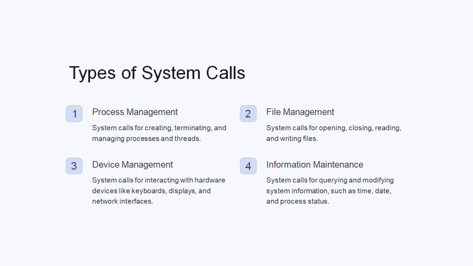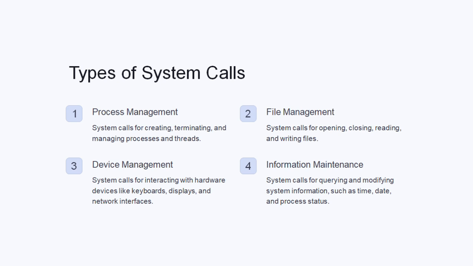Now we are going to learn about the types of system calls. The types of system calls include process management, file management, device management, and information maintenance. Process management means these system calls handle the execution and termination of processes. For example, the fork system call is used to create a new process. File management includes calls to create, delete, read, write, and manipulate files.